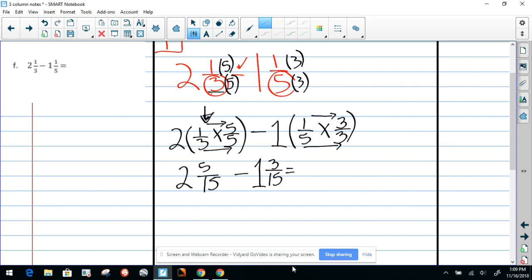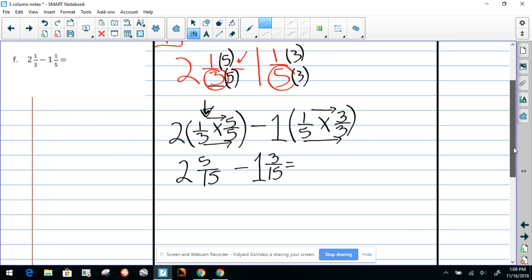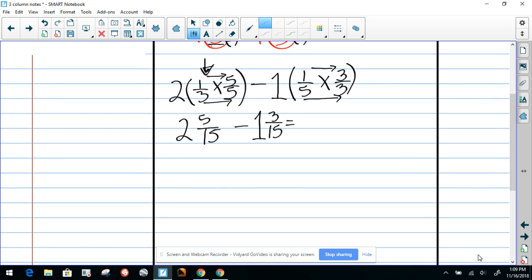Now, it's easier to add apples with apples and bananas with bananas. What do I mean by that? Well, if you can imagine, the whole number and the whole number, they're apples. And the fractions are bananas. So you add the things that are the same. You add the things that are alike. So let's do, in this case, subtract. So we're going to subtract 1 from 2.